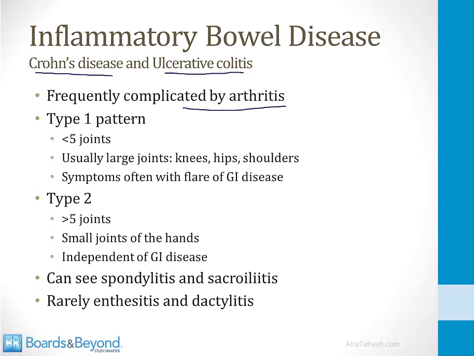There are generally 2 patterns of arthritis that are seen in IBD. The first one is called the type 1 pattern. It involves usually less than 5 joints, and it involves the large joints like the knees, hips, and shoulders. And in this case, the symptoms often get worse when the GI disease flares.